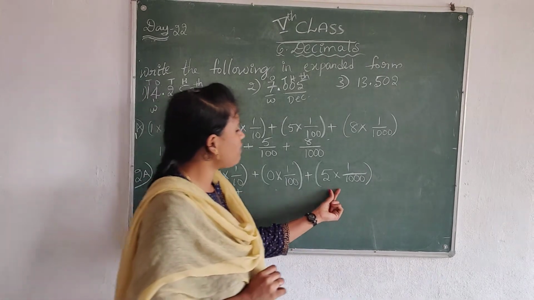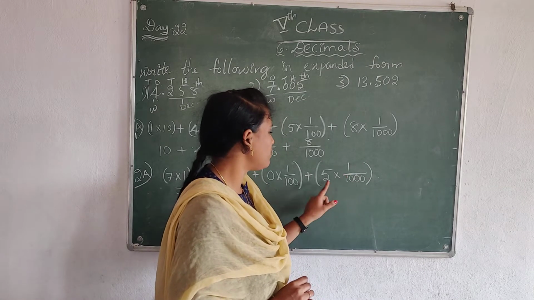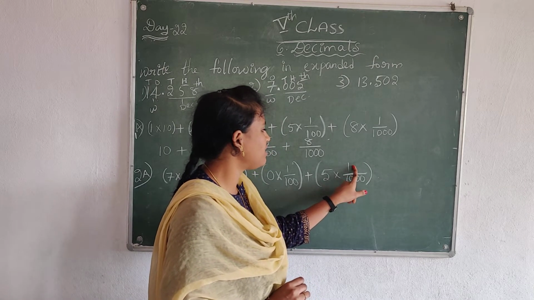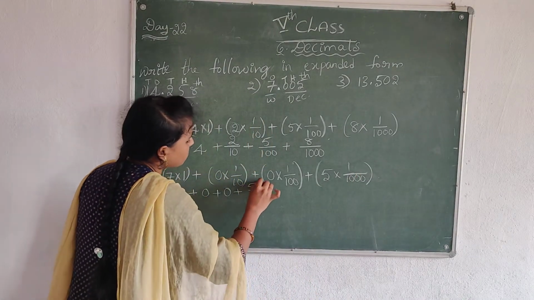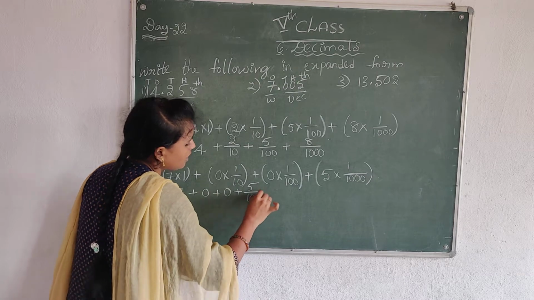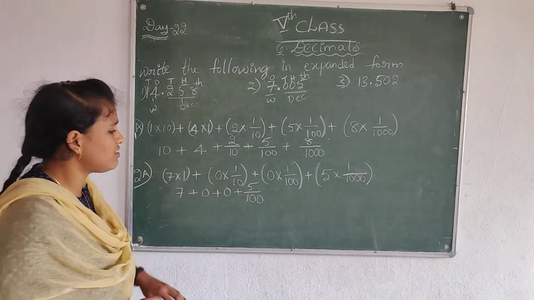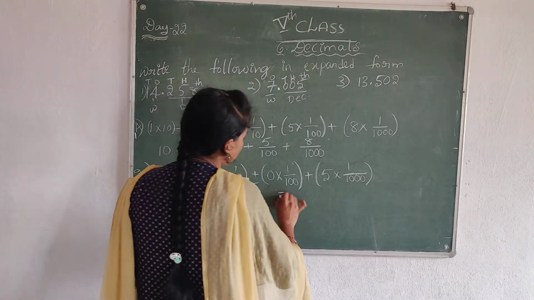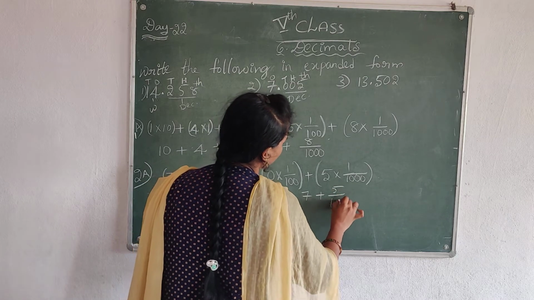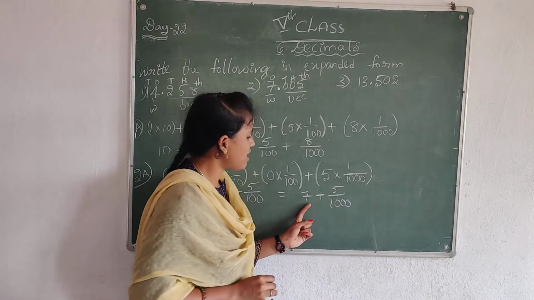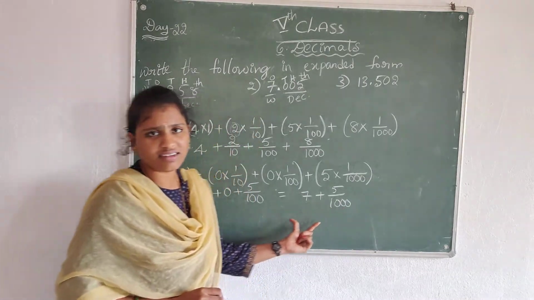Plus 5 into 1 by 1000. This 5 is multiplied with 1. So 5 ones is 5 by 1000. Here you see we have 2 zeros. So remove these zeros and write down the number. See here, 7 plus 5 by 1000. Okay, 7.005. This is the answer.